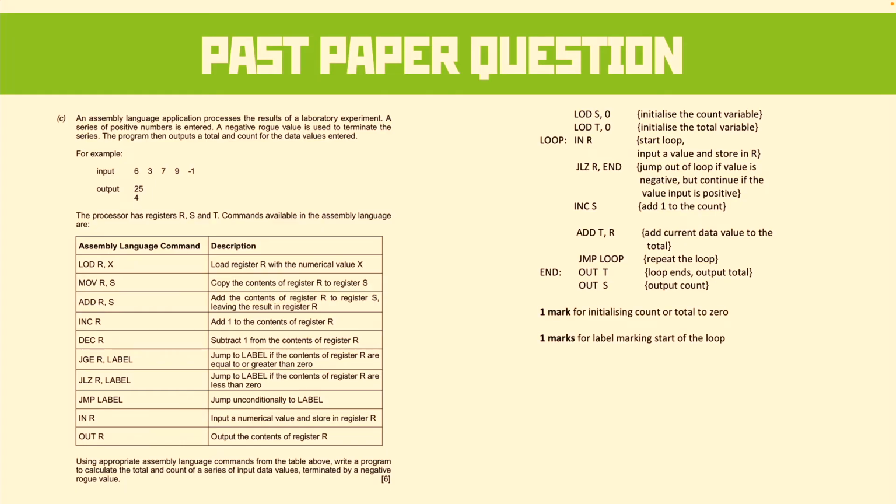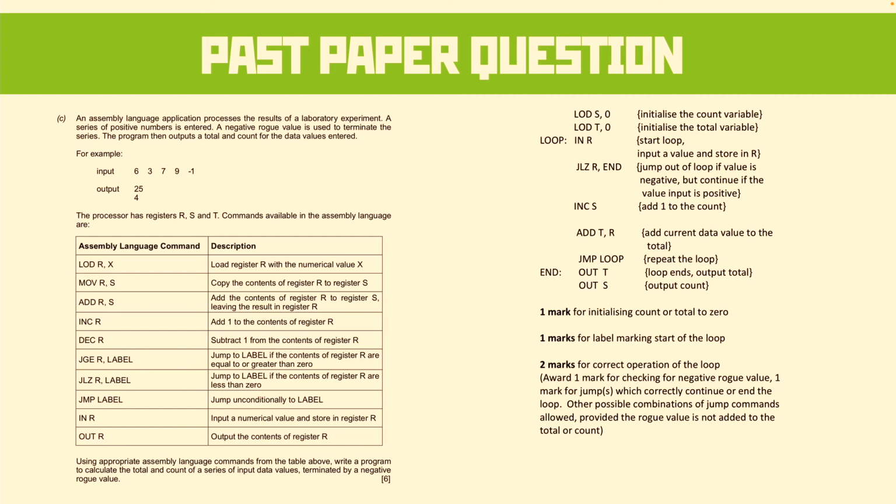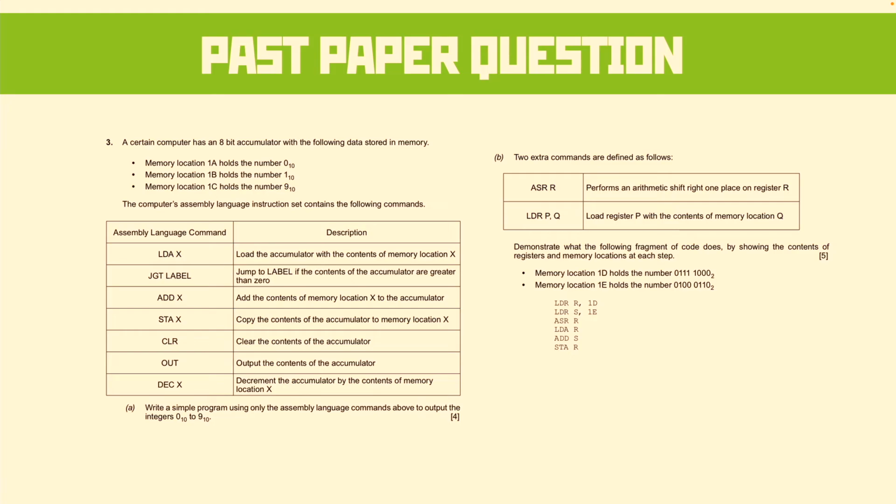Again, a mark for initializing, a mark for labels to make the start of the loop, 2 marks for the loop working correctly, a mark for updating the total of the count, and a mark for outputting the total of the count. Very similar to the last one. Here's another one. Oh, what a surprise. Very, very similar. Let's do part A.